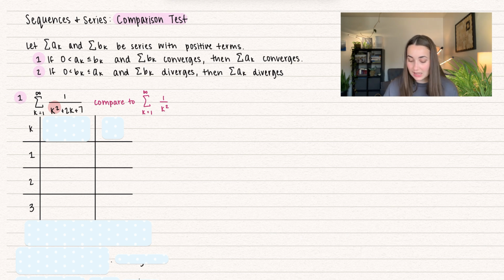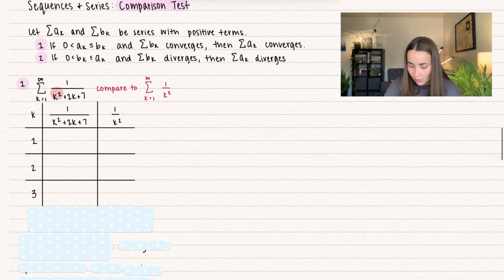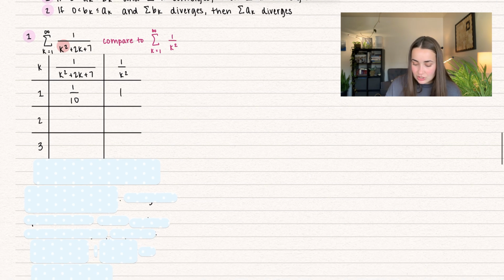So the question is, how do we find which one's bigger or smaller? And I always do that by just comparing the two values. So I'm going to plug in k is equal to 1. So for our first series, we get 1 over 1 plus 2 plus 7, which is equal to 10. And then for 1 over k squared, that's just going to be 1 over 1, so we just get 1, right? So here, just plugging in one number, you can tell which one's going to be smaller, right? But you can plug in multiple just to make sure.